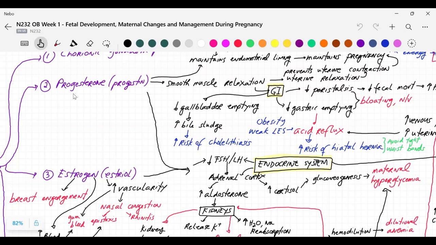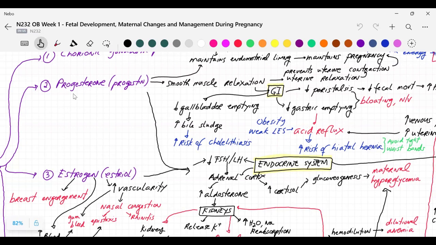So we don't want the uterus to contract unless it's time to deliver the baby. So one of the jobs of the progesterone is to relax the uterus so that it doesn't contract. So therefore, you keep the baby inside, right, until it's ready to come out. However, because it cannot choose which muscle to relax, it also relaxes the GI system. And that is where other symptoms in pregnancy come from, okay?